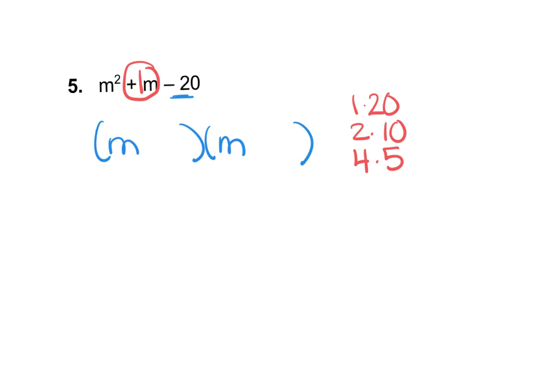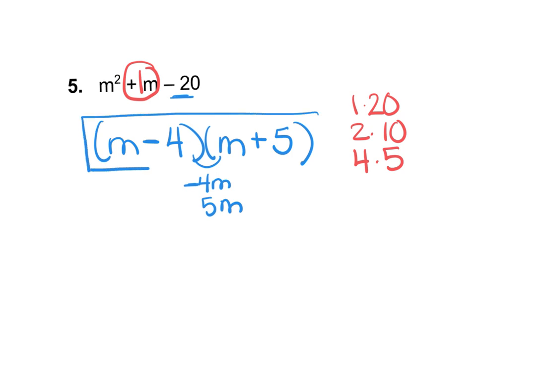Well, let's just go ahead and put our 4 times our 5 right here. I'm also going to say, all right, 4m, and then 5 times m is 5m. And again, we want that positive 1m in the middle. And if one of these has to be negative and one has to be positive, then our bigger one has to be positive. So I would have a negative 4 plus 5. All right, and then when we would FOIL it and put it back together, we would have that original answer. So m minus 4 times m plus 5.